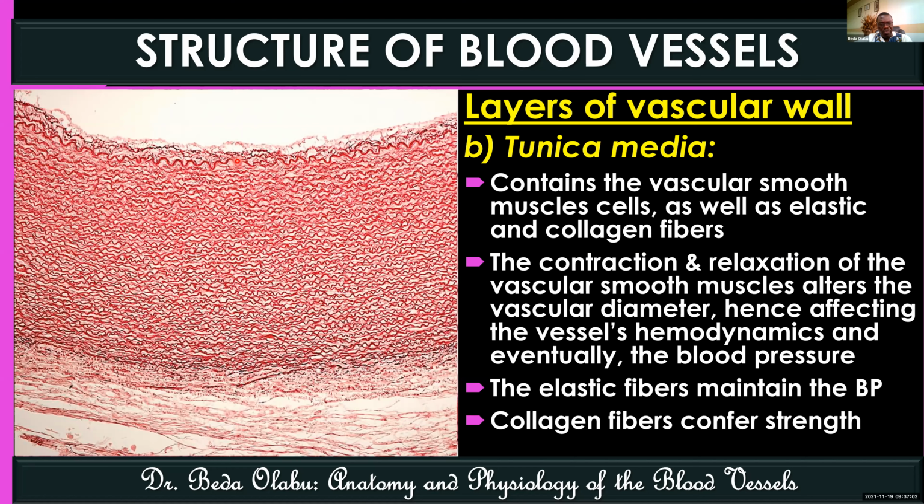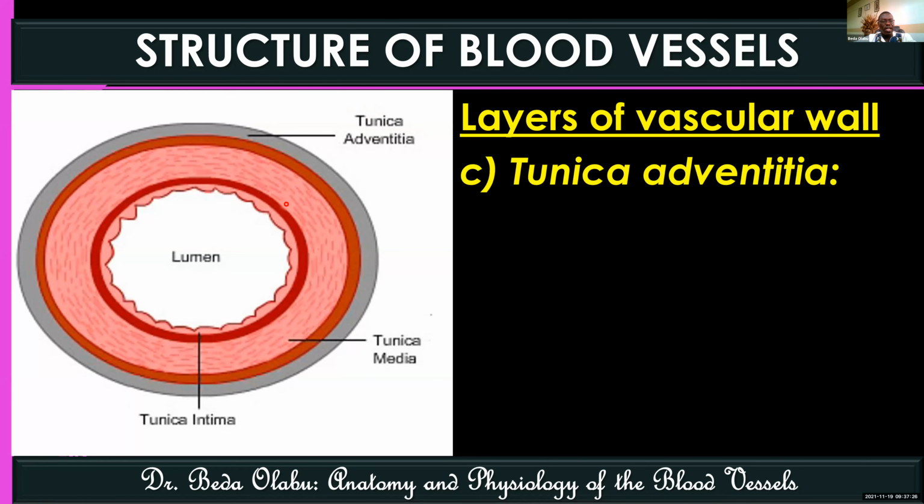The collagen fibers that are usually within the tunica media are responsible for providing strength to the vascular wall so that the vessel does not balloon out unnecessarily. It prevents aneurysmal dilatations. That's tunica media. Now let's talk about tunica adventitia.